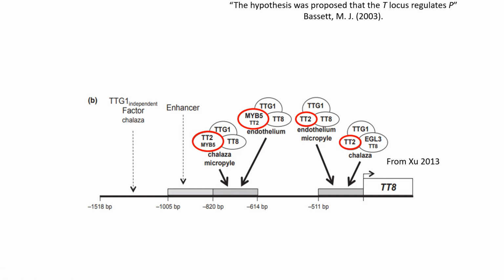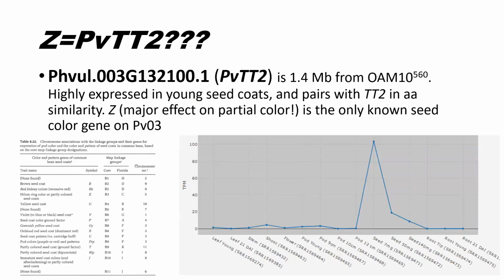And we figured, well, it would be good to look at that in common bean, and that's a MYB family transcription factor. And so, sure enough, we see that this TT2 gene equivalent in common bean is found on chromosome 3 there, and that's where Z is, and this is very, very close. So it's 1.4 megabase, so fairly close, and what we would expect based on the recombination distance.